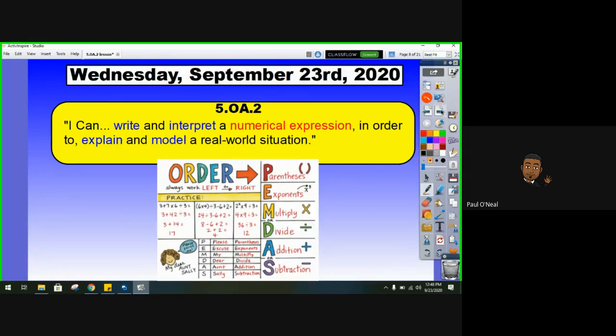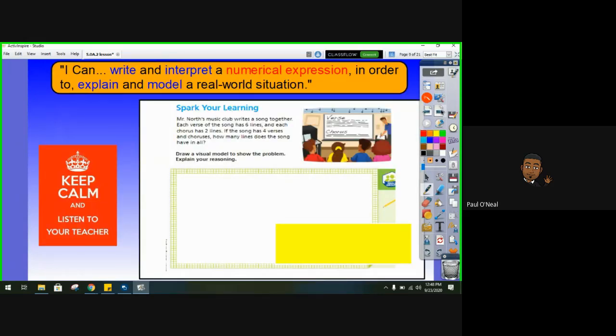Okay, all right. So one thing I want you to take a look at is this particular problem. Just read it as I read it aloud. Mr. North's Music Club writes a song together. Each verse of the song has 6 lines, and each chorus has 2 lines. If the song has 4 verses and choruses, how many lines does the song have in all? It says draw a visual model to show the problem, and then, of course, explain your reasoning.